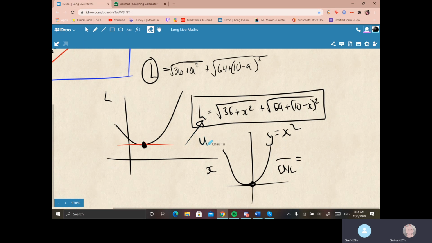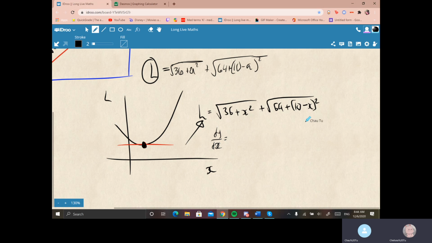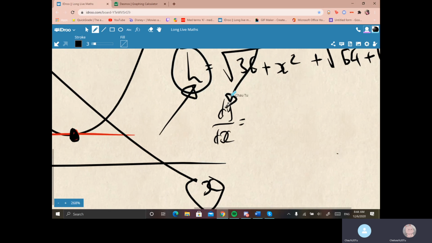That's like me saying y equals something. It's the actual graph itself. When do we ever differentiate it? So this is the length of the rope itself. But wait, Chelsea, this is not a graph of y versus x. It's a graph of L versus x, because this is our L, the length of the rope. So it should be dL by dx.